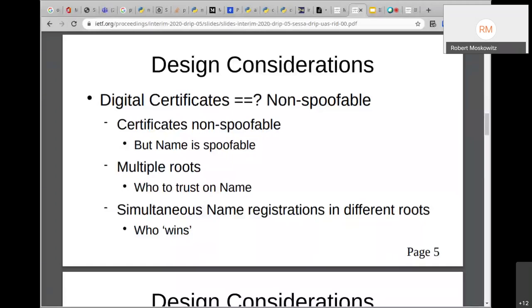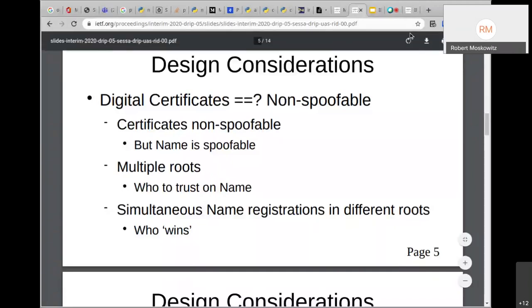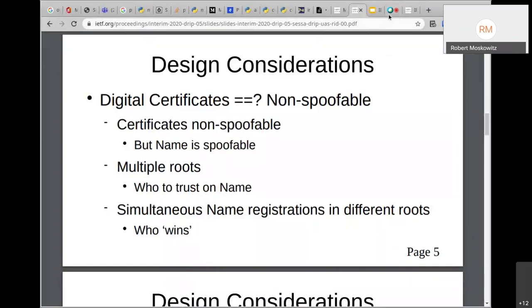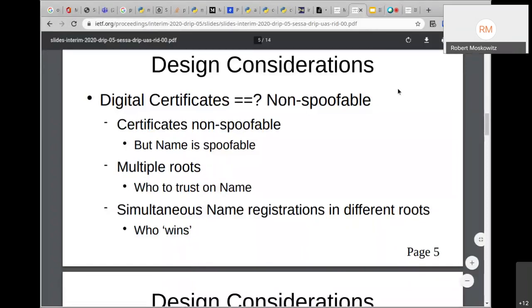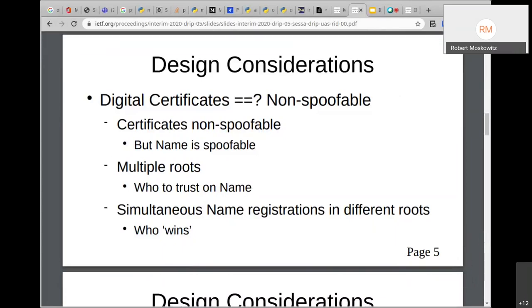Okay, well, I don't understand what you mean by certificates not being non-spoofable. I say certificates are unspoofable, a signed certificate is unspoofable, but the subject name in the certificate is spoofable. The certificate does not prove that that name is the name of that thing.